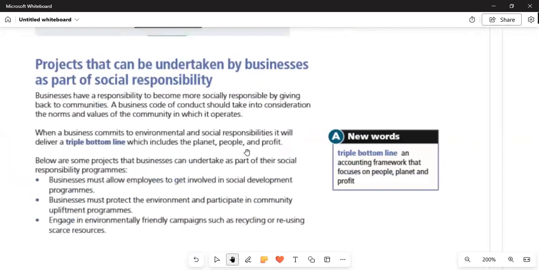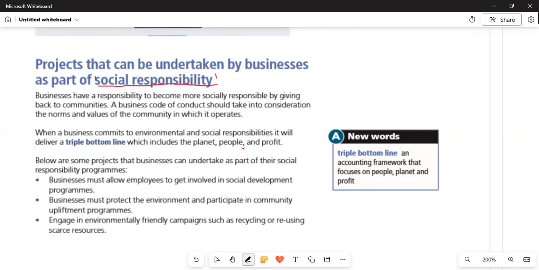So now here we are under the projects that can be undertaken by business as part of social responsibility. When we're talking about social responsibility, we're talking about giving back to the community where the business is established. So it's not only the business that can give back, even the employees as well can do that.